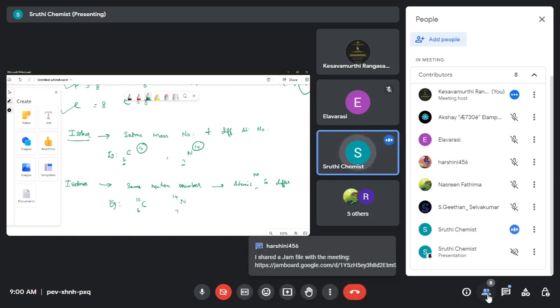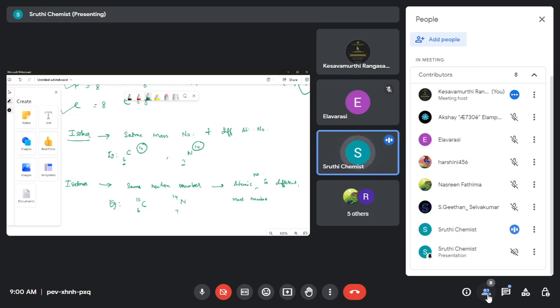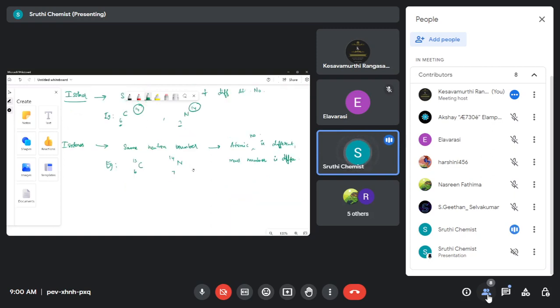Even the mass number is different, students. You can write down that point also. Atomic number is different and mass number is also different. Only the number of neutrons is the same. If you calculate the neutron number here, both will be 7 and 7. This is called isotones: same neutron number but different atomic number and mass number.